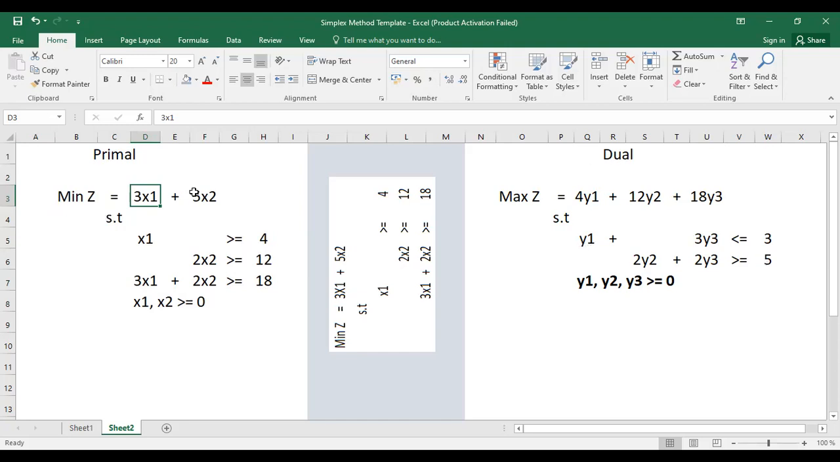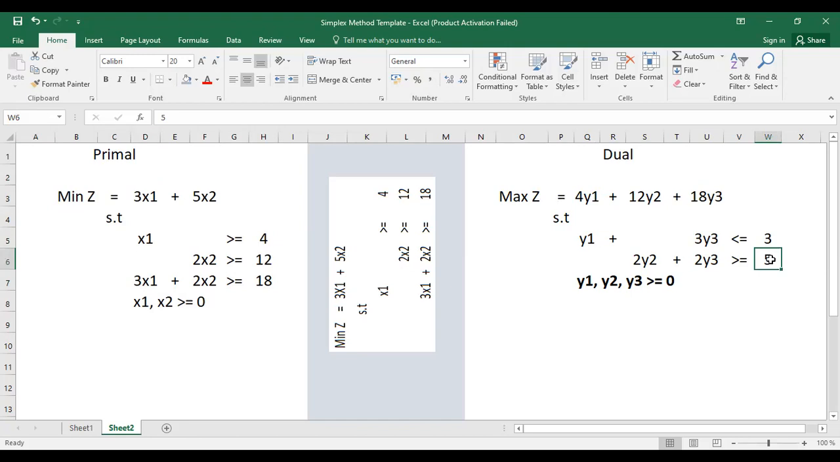It was a minimization problem here. Now we are having a maximization problem. However, the right-hand side coefficients are now here. They are now replacing the objective function coefficients. And what used to be the objective function coefficients have now moved to the right-hand side of the constraints.